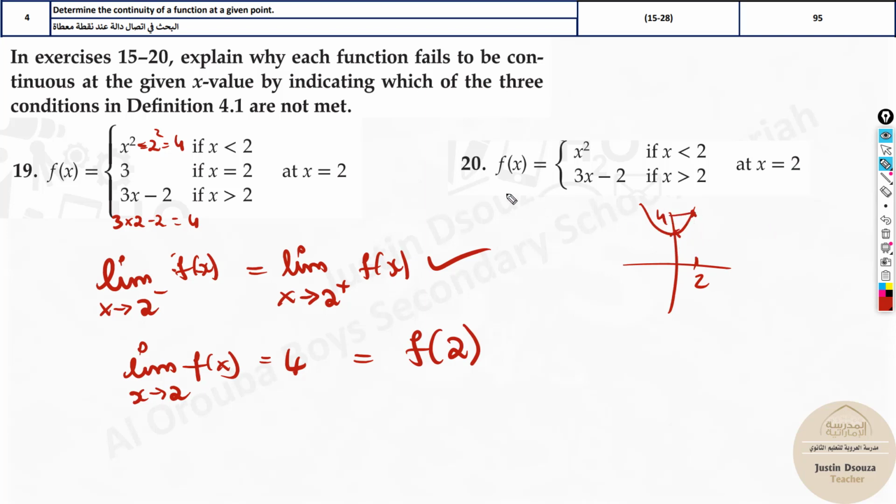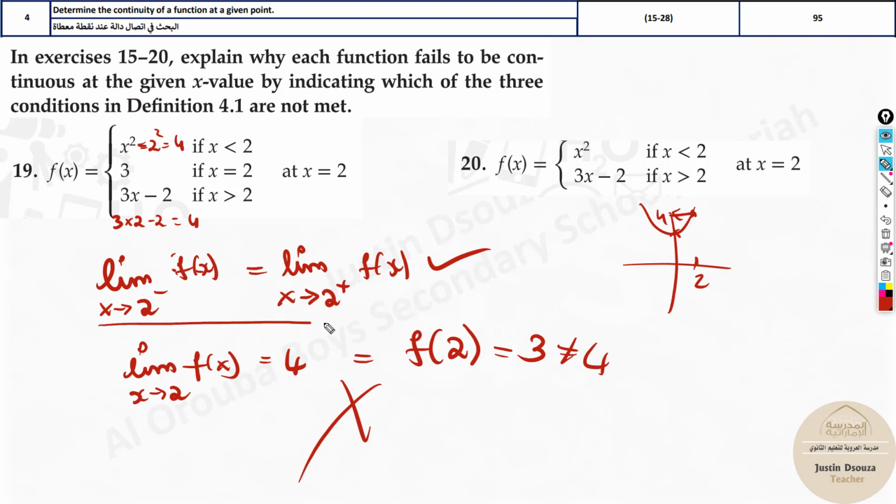Now, what happens? f of 2 means you're finding the y value directly from the function at the x value 2. It must be the same. It must coincide with this. Otherwise it is not continuous. That means there's some jump discontinuity. Now look over here. What is the function f of 2? f of 2 is given as 3 here. Can you see? At x equals 2, what is the answer of the function? It is 3, which is not equal to 4. Therefore, it is not continuous.